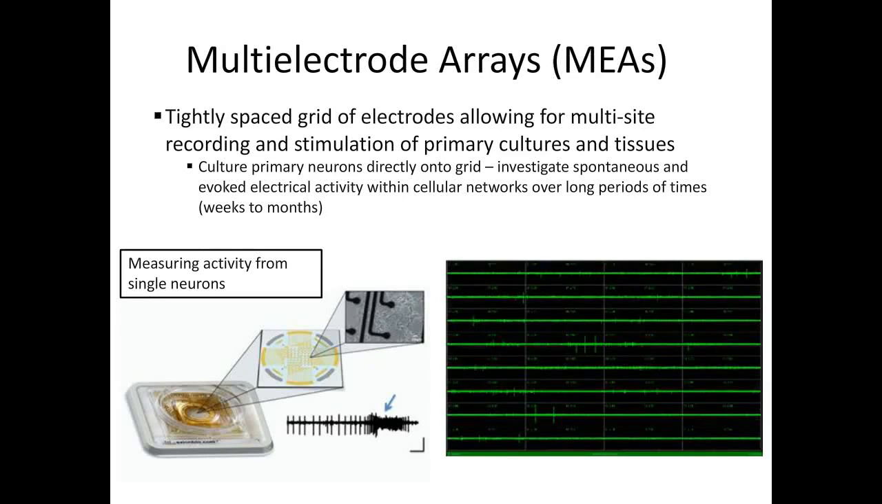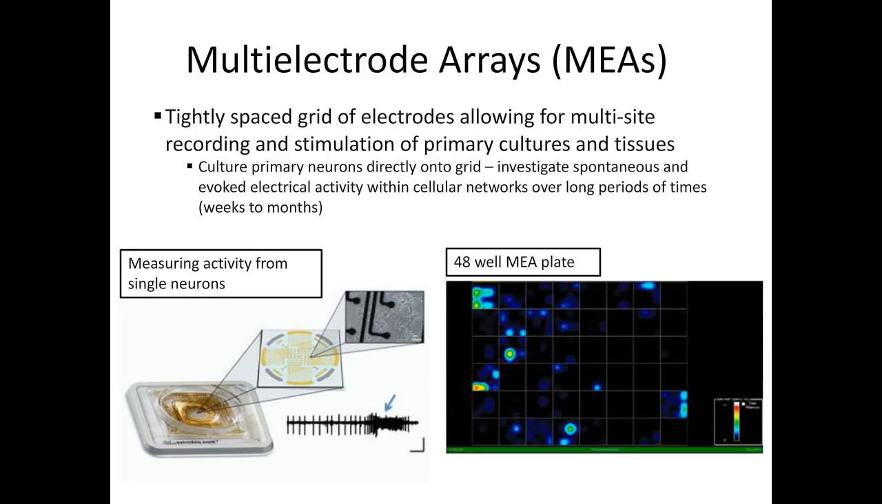Daniel did a nice job giving an overview of the MEA system and its capabilities, so I won't belabor these few introductory slides too much, but I wanted to show an example of one well of DRG activity in the lower right-hand corner, showing real-time spontaneous activity from DRG neurons, and what this looks like across the whole plate. This is a 48-well MEA plate, and you can see by this heat map as activity pops up in real time across the plate.